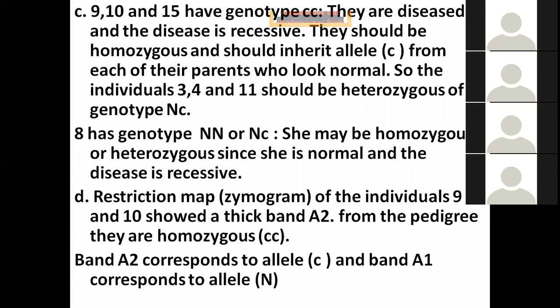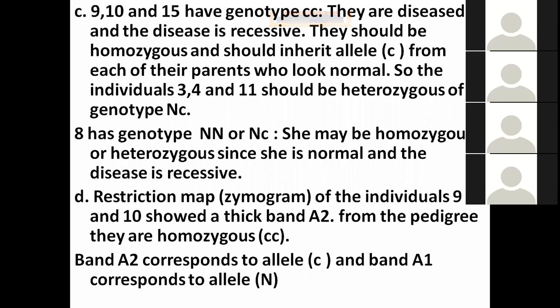Part C: 9, 10, and 15 have genotype cc, because they are affected, or diseased, and the disease is recessive. They should be homozygous, inheriting allele c from each of their parents, who look normal. So individuals 3, 4, and 11 should be heterozygous, having genotype Nc. Individual 8 has either NN or Nc. It may be homozygous or heterozygous, since it's normal and the normal allele can be expressed in both cases, since the allele of the disease is recessive.